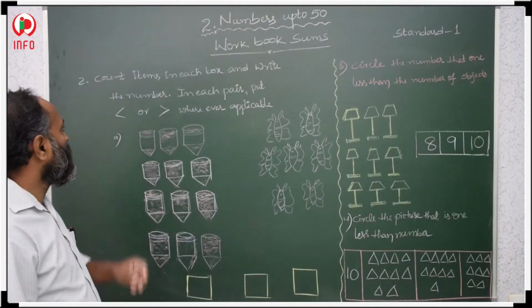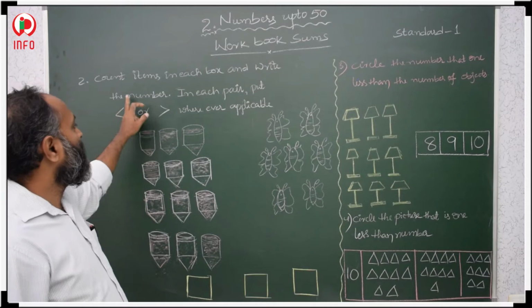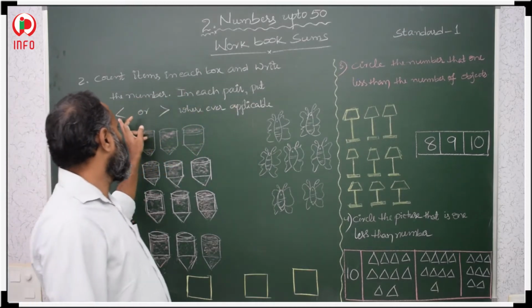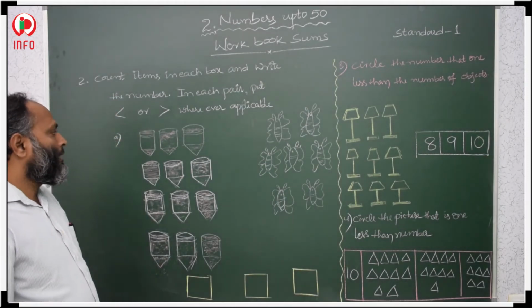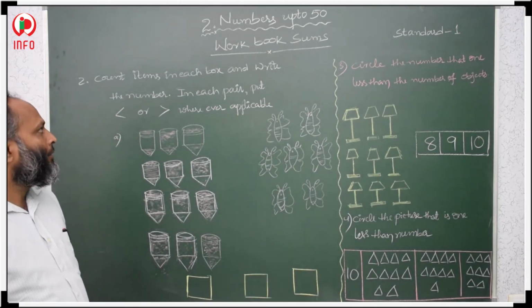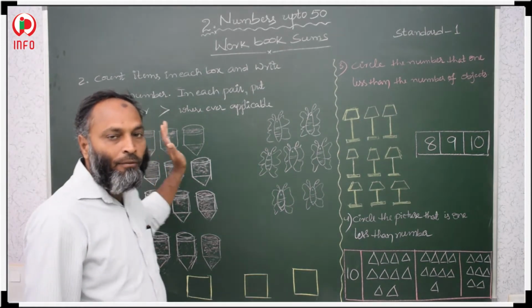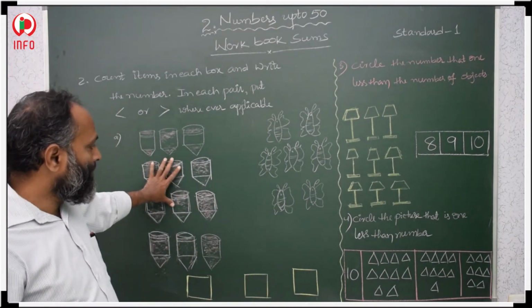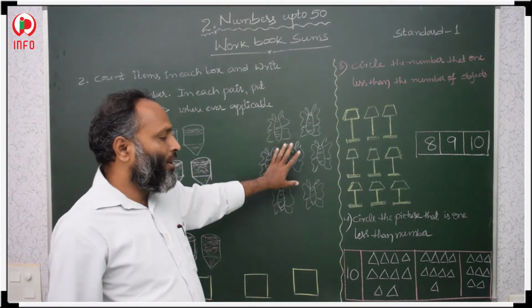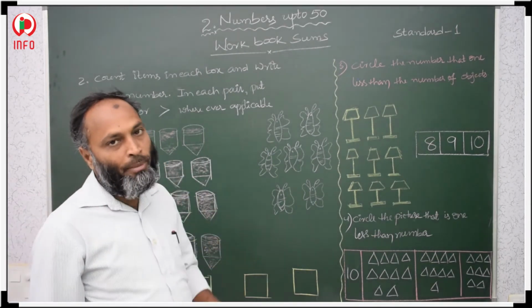Now students, here count the items in each of the boxes and write the number. In each pair, put less than or greater than wherever applicable. First, whatever items are given, we have to count them first. In the first group, pencils are given. In the second group, butterflies are given. First, we have to count pencils. How many pencils are there?